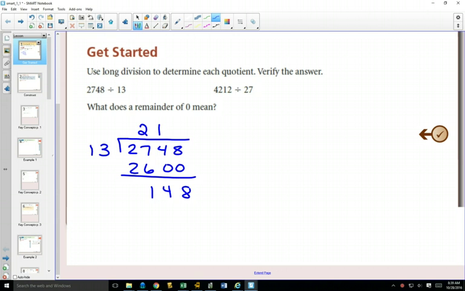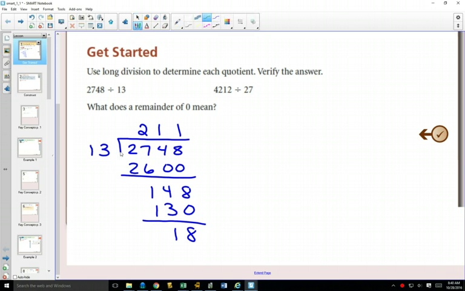Now we put that 1 in the tens column because the 14 is really 140. And if we add a 10 there, what's 10 times 13? Well, you would do 1 times 13 is 13, but really it's 10 times 13, so we can think of it as 130. Subtract once again. And now we're down to 18. How many 13s are there in 18?